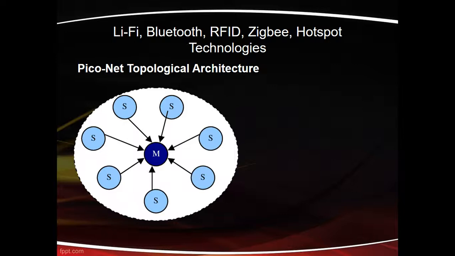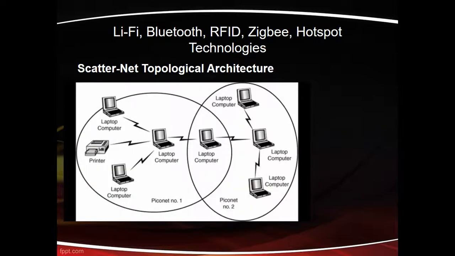So then move into the Scatternet. I have mentioned Scatternet is a combination of Piconets. As you can see now, there are 2 Piconets, and there is 1 computer, a laptop computer, which is working as a bridge. We call it a slave bridge. Okay.